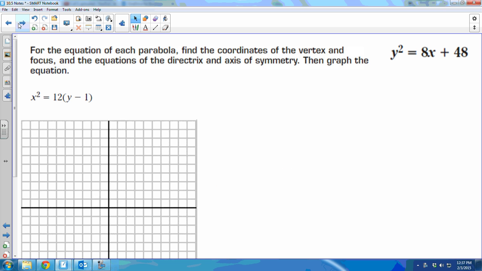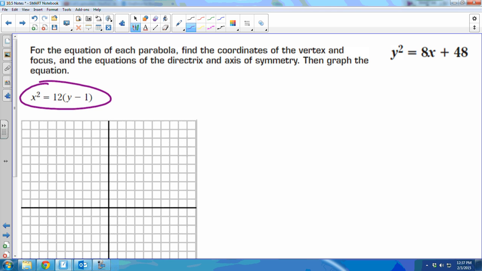All right, so for the equation of each parabola, find the coordinates of the vertex and the focus and the equations of the directrix and axis of symmetry, then graph the equation. Okay? So, first thing, we're doing this one right here. X squared equals 12 times the quantity y minus 1.